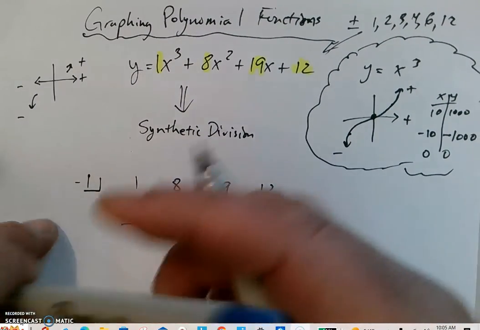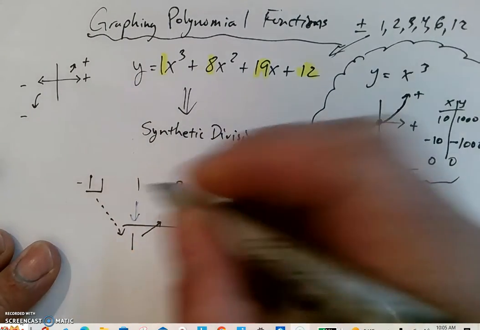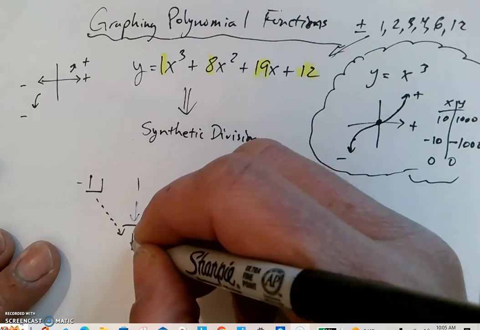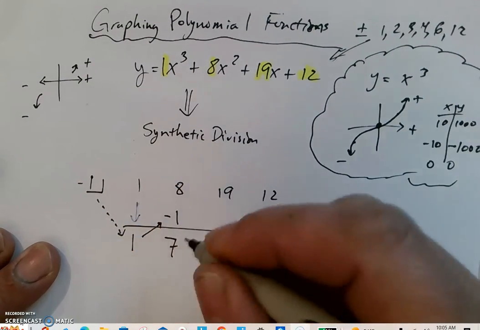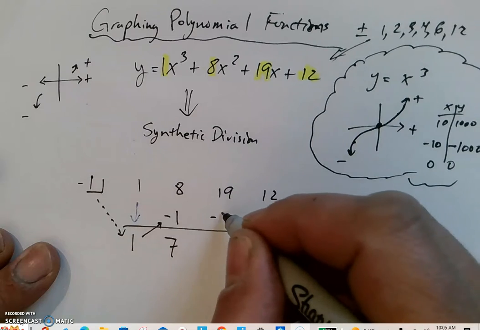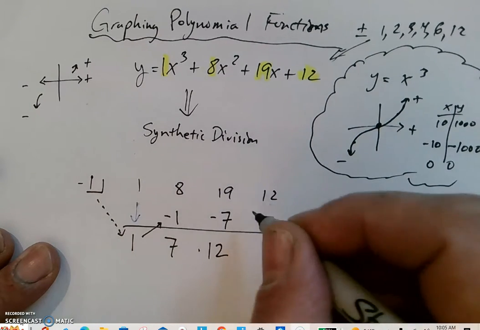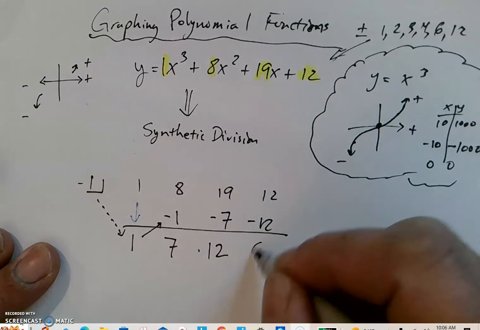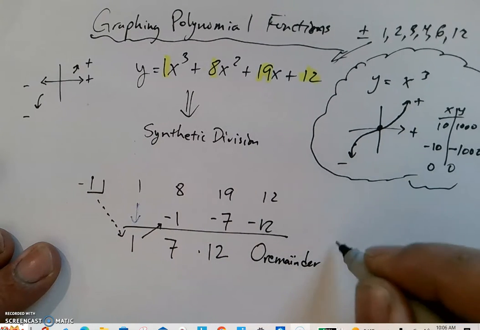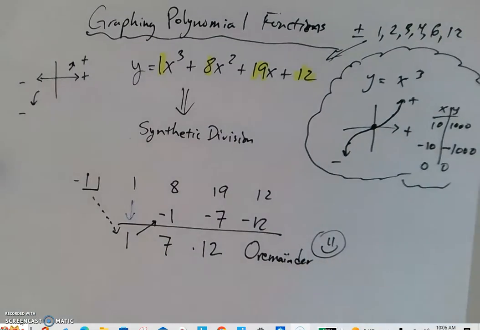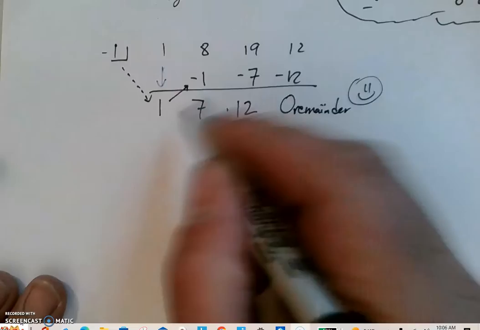Rule is this. Bring down the first term. Then from there you multiply and write the answer up here. Negative 1 times positive 1 will give you negative 1. Combine these and you'll get a 7. Multiply, you'll get a negative 7. Combine them, you'll get 12. Multiply, and you get negative 12. Combine them, you get 0. And that's our remainder. And as we said in class, that's what we're looking for. We want things with 0 remainder. Okay, so that's what we need.